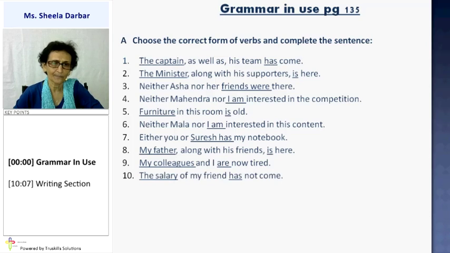Number 10. Now number 9, I'll just draw your attention once again. My colleagues and I. So the word uses and. So both are tired. And that is why you are taking the are and not anything else. Not am. 10th one. The salary of my friend has not come. So the salary has not come. And that is why salary has the single verb there has.